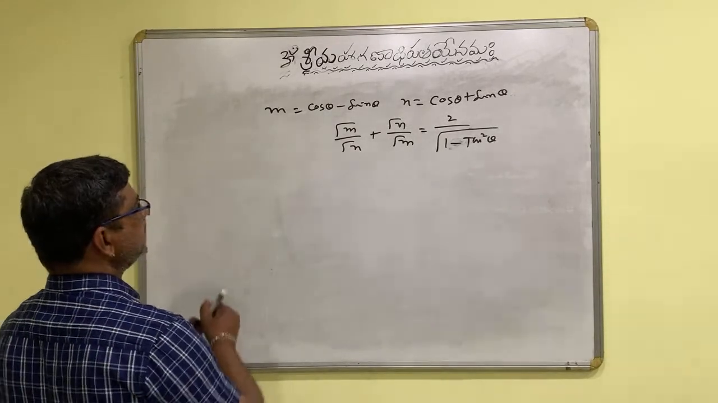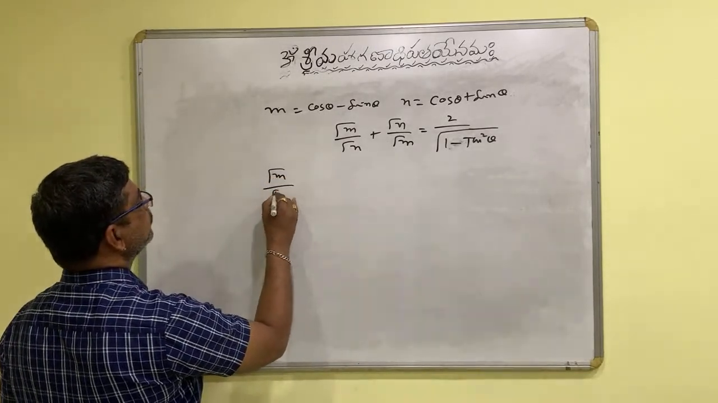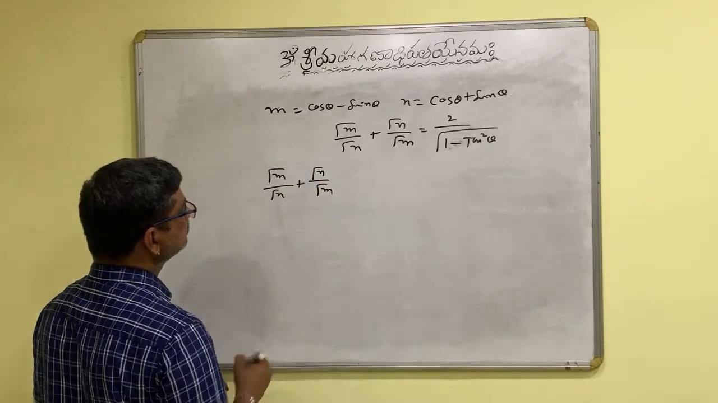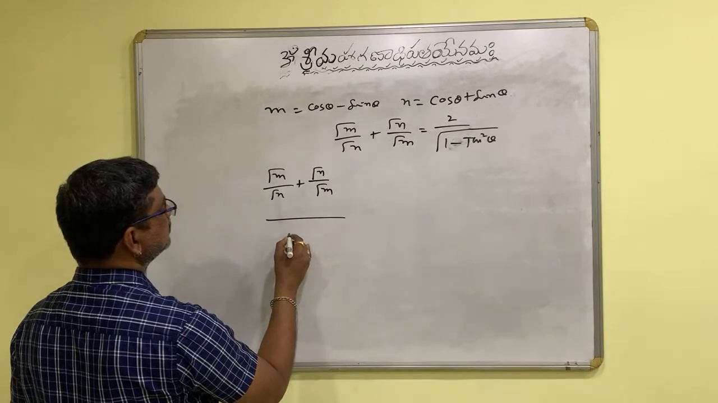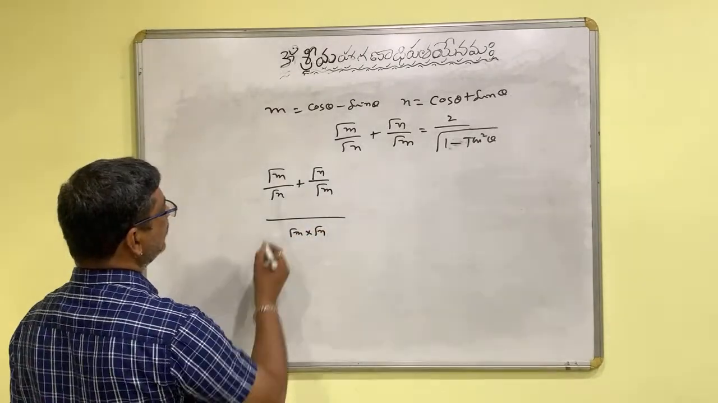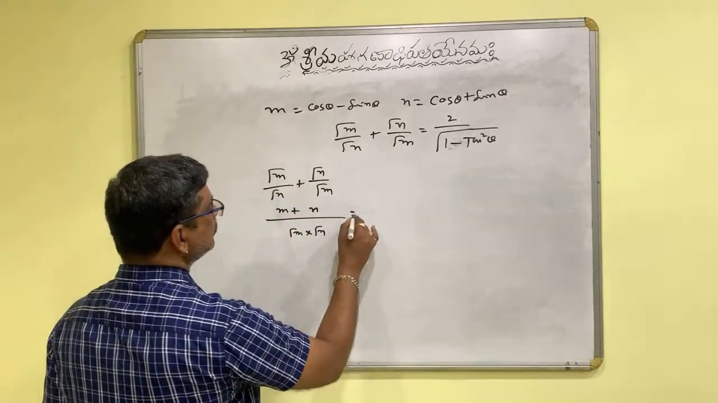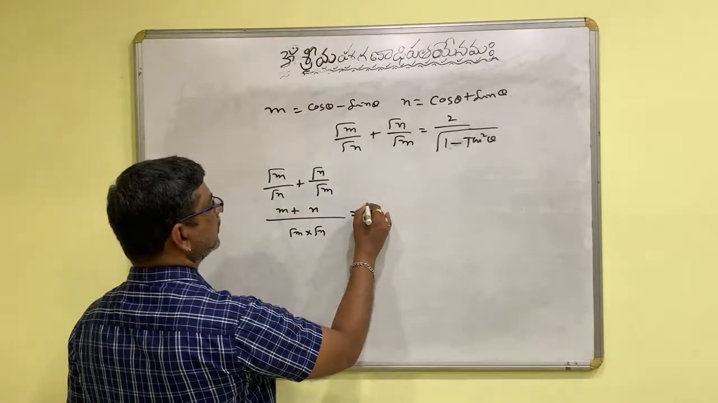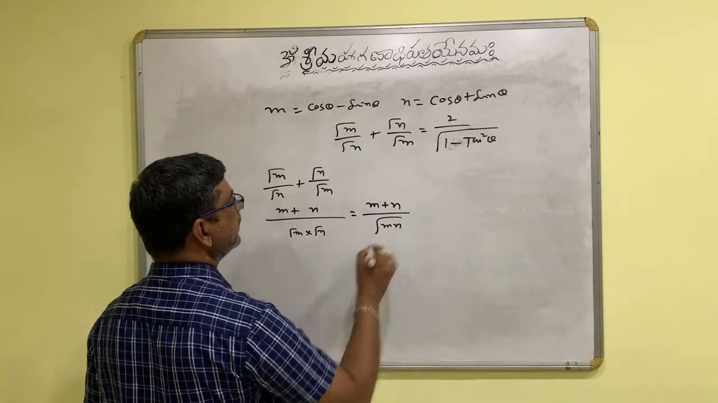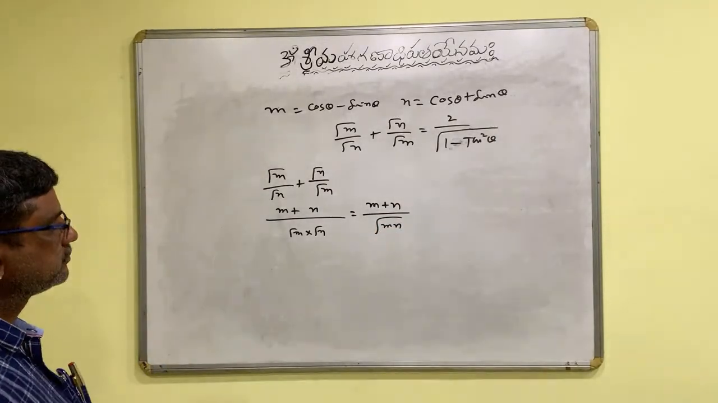Or you can take LCM. Simply you take this one, root m by root n plus root n by root m. Take LCM. Root m into root n is the LCM. And what will I get here? M and here n. So what is the answer? m plus n by root mn.